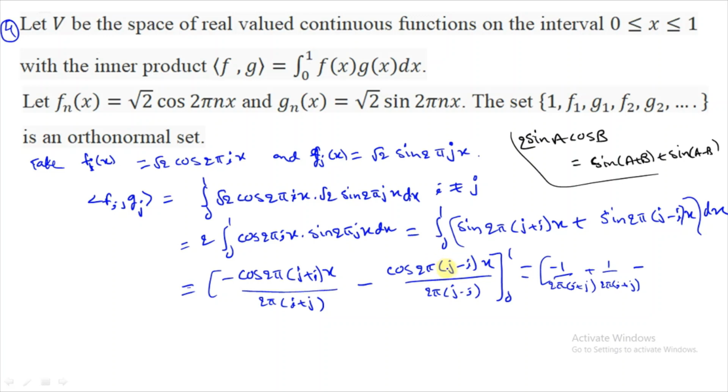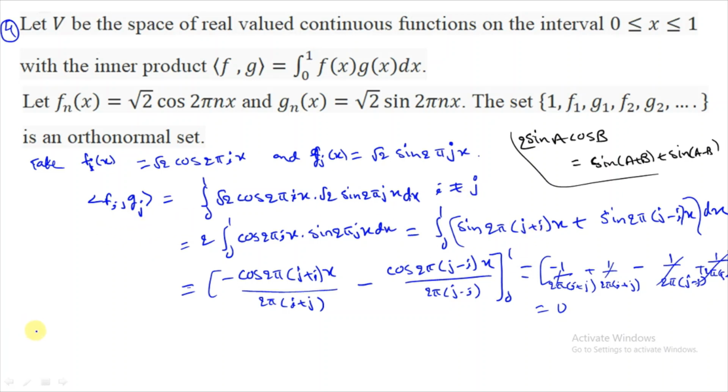Cos of a negative is again positive, since cos is an even function. Whatever you get, it is again 2 pi times some even number, so cos is always 1, giving minus 1 by 2 pi (j minus i), and minus minus plus cos of 0 is 1, giving 1 by 2 pi (j minus i). That means this term is 0. So for f_i g_j, when i is not equal to j, the inner product is 0.